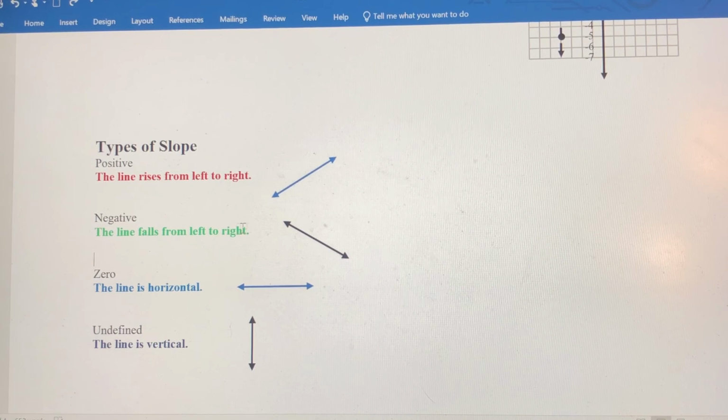So if you can remember this, it's going to make looking at a line and determining whether the slope, or the rate of change, should be positive, negative, 0, or undefined a lot easier. So make sure you try to remember these 4 concepts. And that's our introduction to slope.